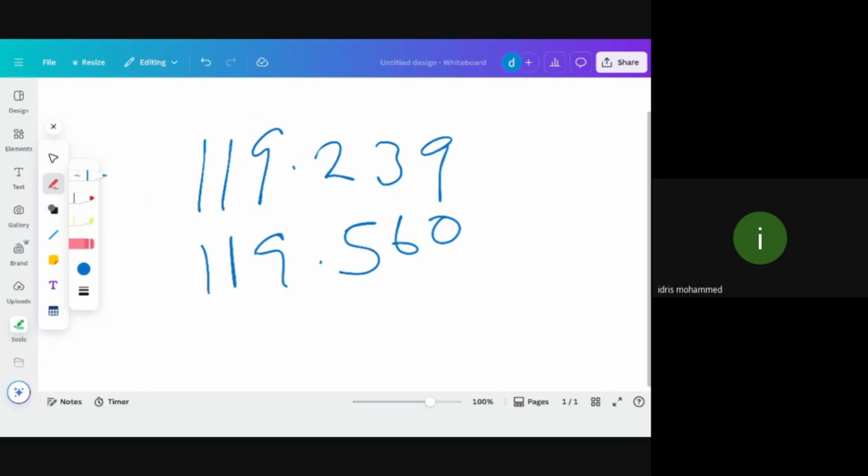You just need to subtract 239 from 560. 560 minus 239. That's 321 pips. 321 pips. Are you sure? Yes, yes. 321 pips.